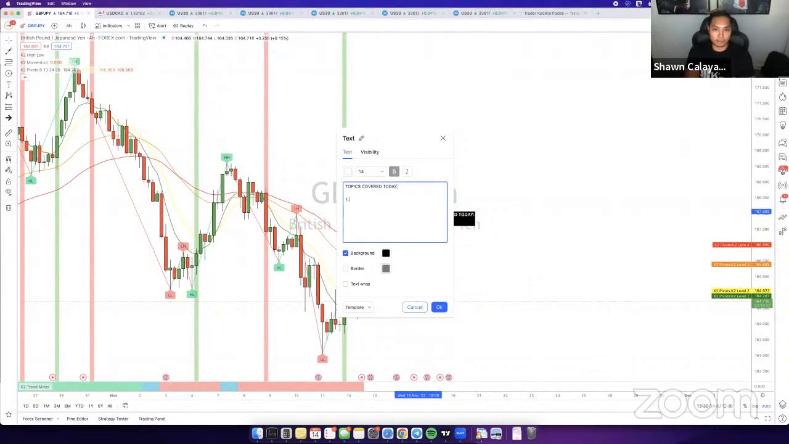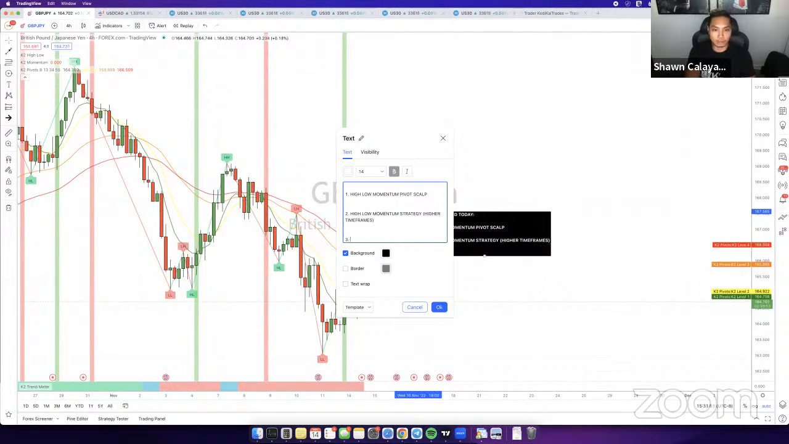So first, we covered the high-low momentum pivot scalp. I know the names are a little different, but it's basically the same strategy with an extra confluence. So the high-low momentum pivot scalp, the high-low momentum strategy, higher time frames, and then the high-low reversal strategy.